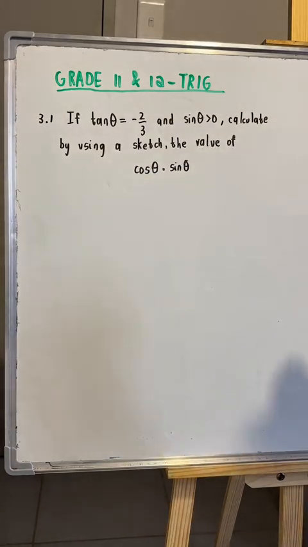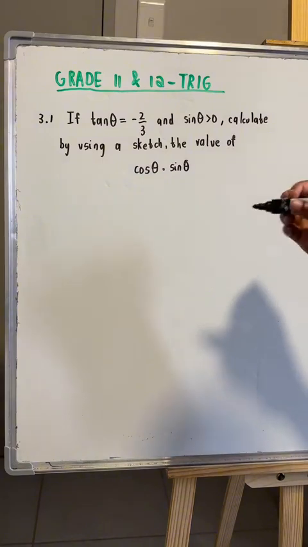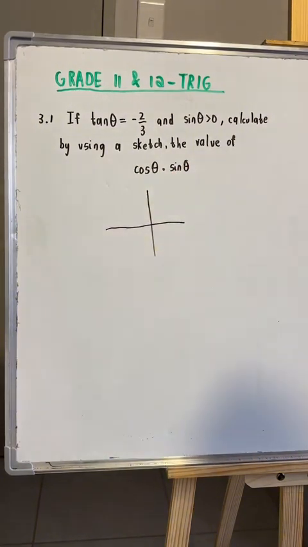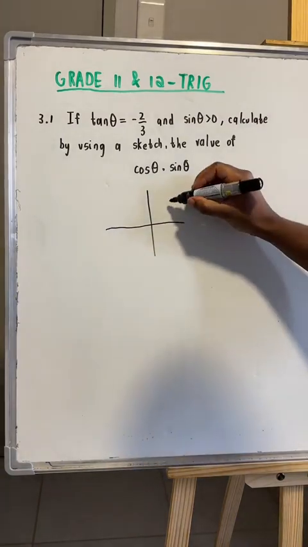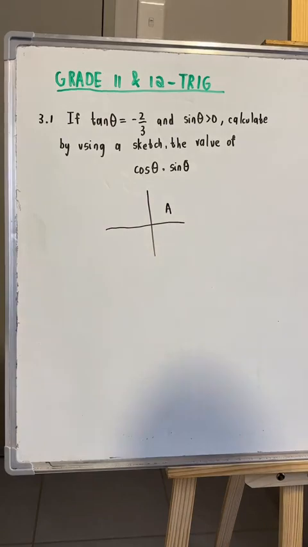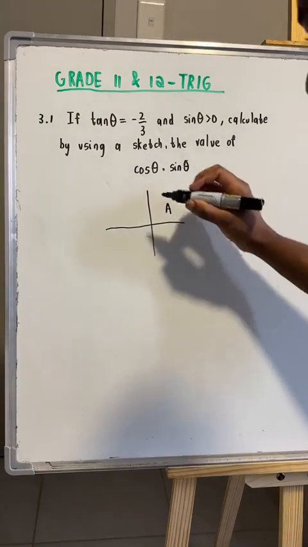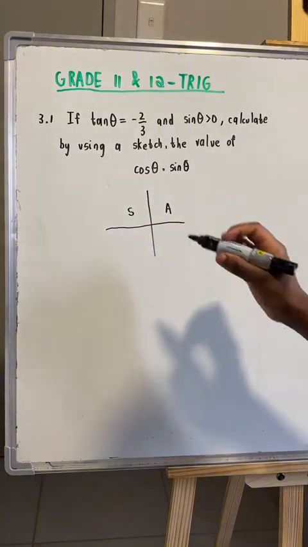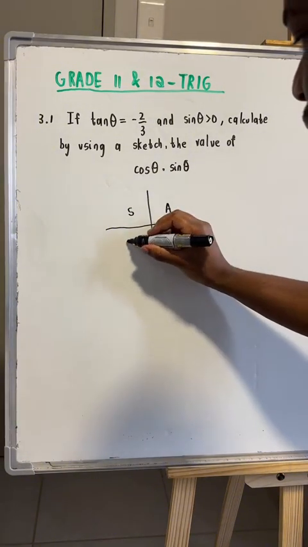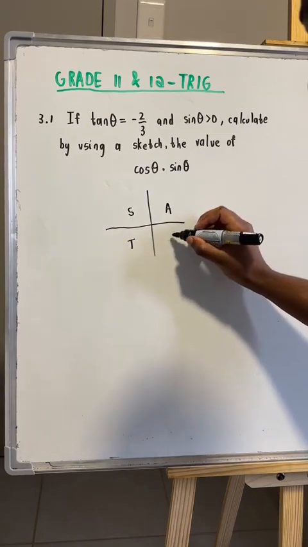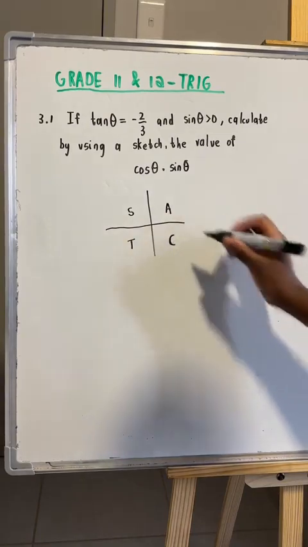So the first thing you need to do is to draw your CAST diagram. In the CAST diagram, we know that in the first quadrant, all trig ratios are positive. In the second quadrant, only sine is positive. In the third quadrant, only tan is positive. And in the fourth quadrant, only cos is positive.